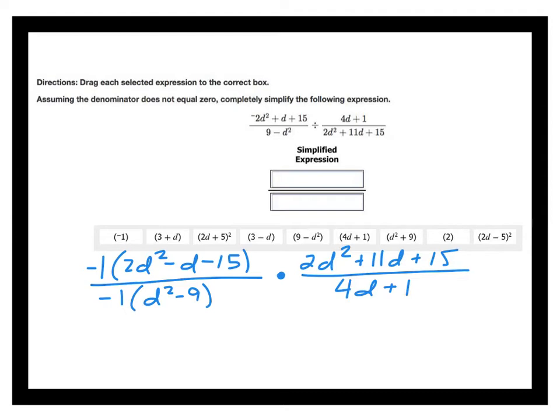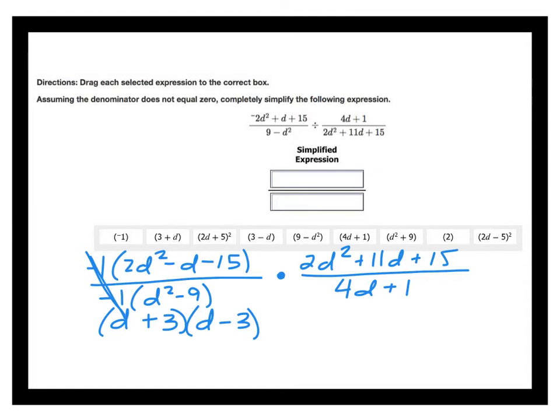Now I want to deal with some factoring. I'm already noticing here that my -1s are going to cancel out, so I'm going to cross those out. I can also see that the denominator here is a difference of squares. So that is going to be the square root of the first thing, the square root of the second thing, one plus and one minus. And that's the pattern there.